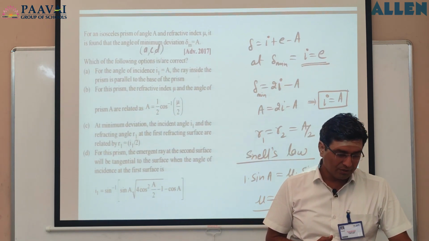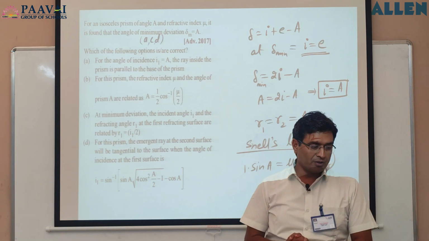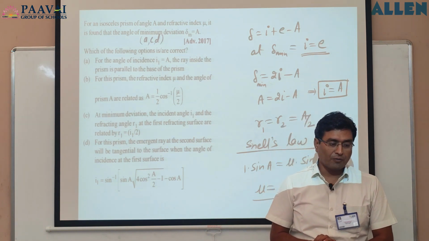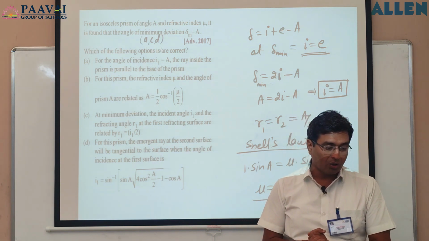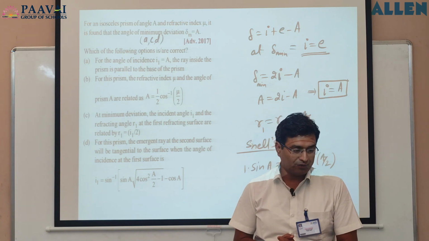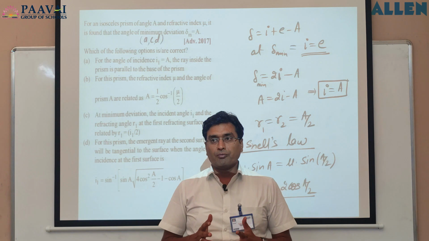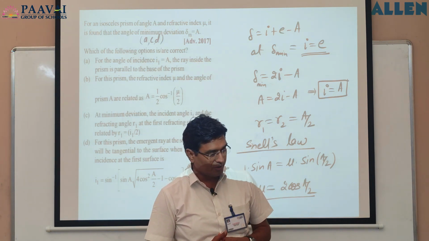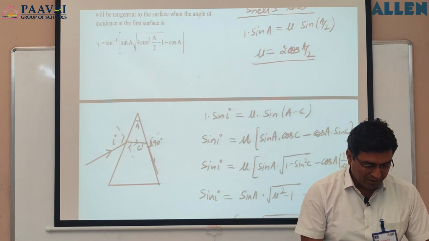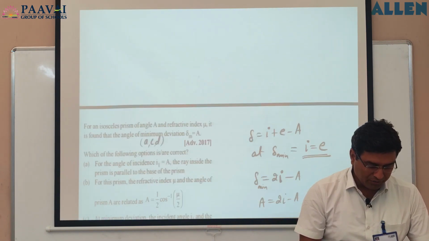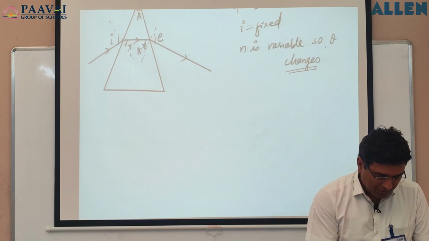It is JEE Advanced again, 2017, and it is a similar kind of question. For an isosceles prism of angle A and refractive index mu, it is found that the angle of minimum deviation is A. So, dear student, just now we discussed that when the angle of deviation is minimum, the emergent ray will be parallel to the base of the prism. You can just see this diagram here.